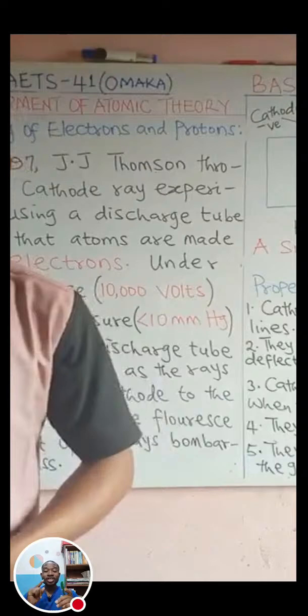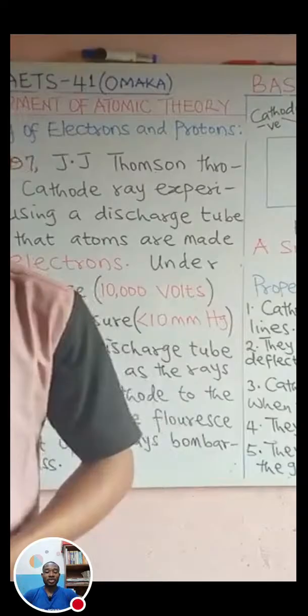Although the pressure is not expected to go below 0.01 millimeter of mercury. Take note, it shouldn't go below it, but it should be less than 10 millimeters. So we can give a range. Let us say between 10 millimeter and 0.01 millimeter. Okay, so I want you to take note of this.